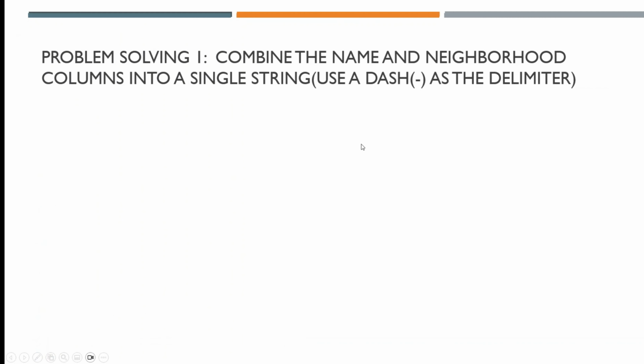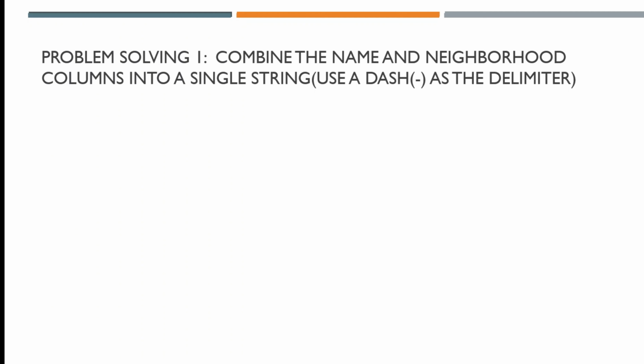So the first problem under text manipulations is: we should combine the name and neighborhood columns into a single string, right? So name and neighborhood together, and we want to use a dash as the delimiter to join them. So combine the name and neighborhood columns and use the delimiter to join them.